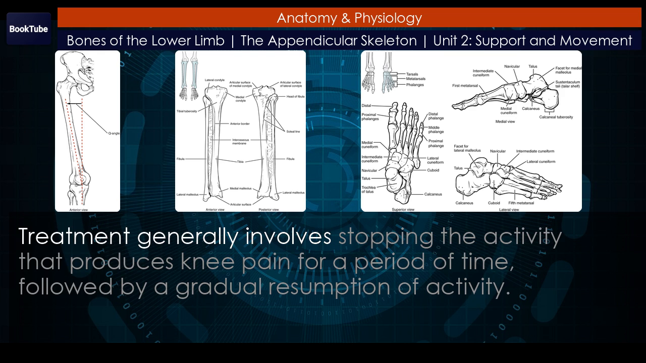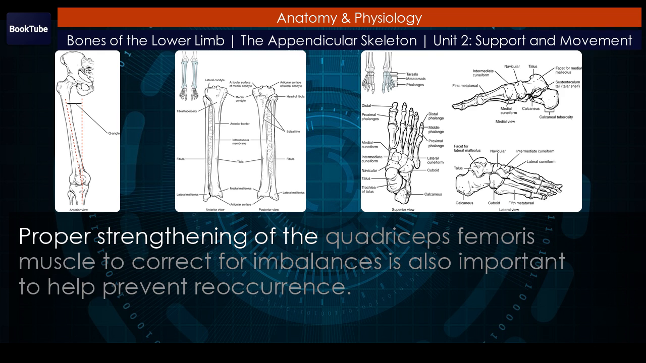Treatment generally involves stopping the activity that produces knee pain for a period of time, followed by a gradual resumption of activity. Proper strengthening of the quadriceps femoris muscle to correct for imbalances is also important to help prevent reoccurrence.